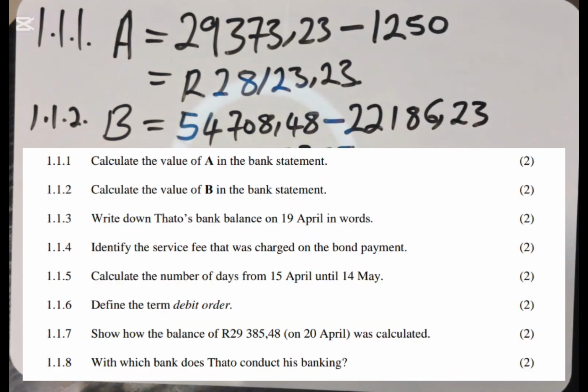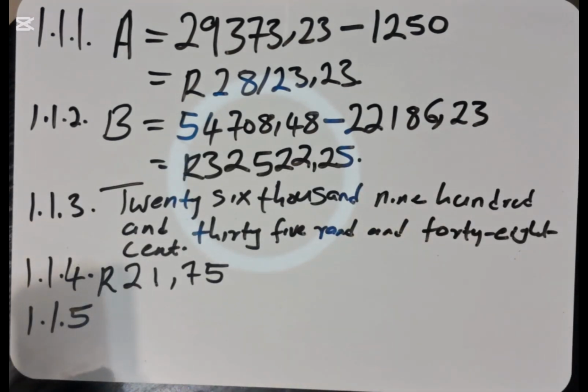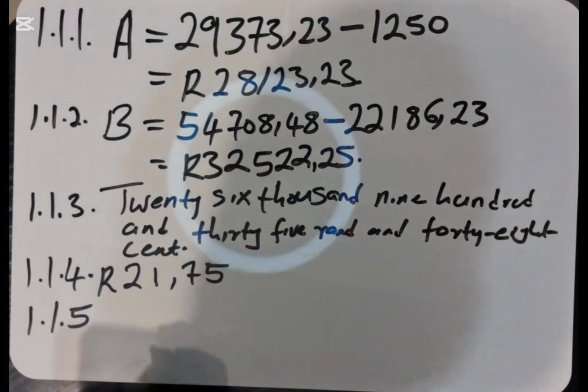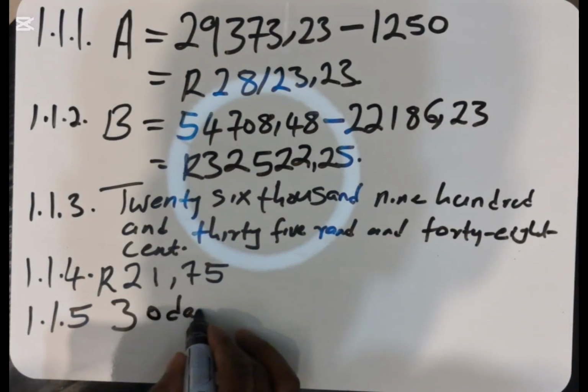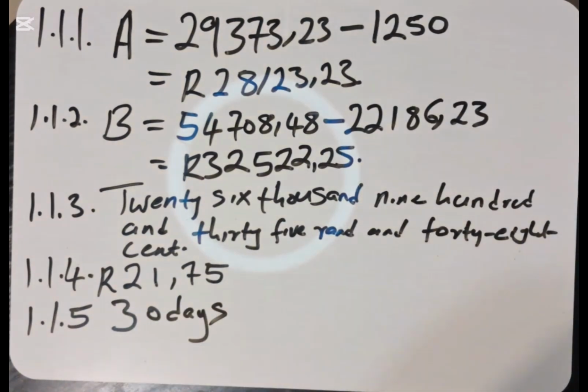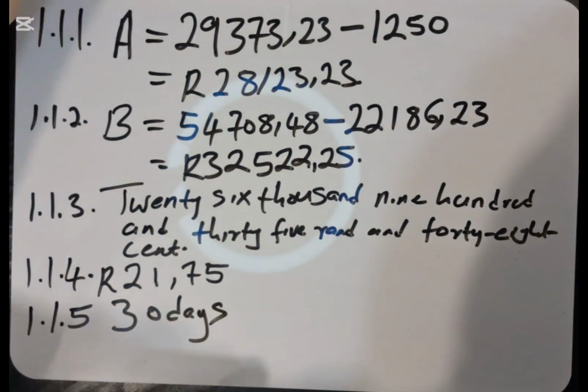1.1.5 says, calculate the number of days from 15 April until 14 May. So obviously this one is 30 days. We know that it's 30 days. When you count, we're going to get 30 days.